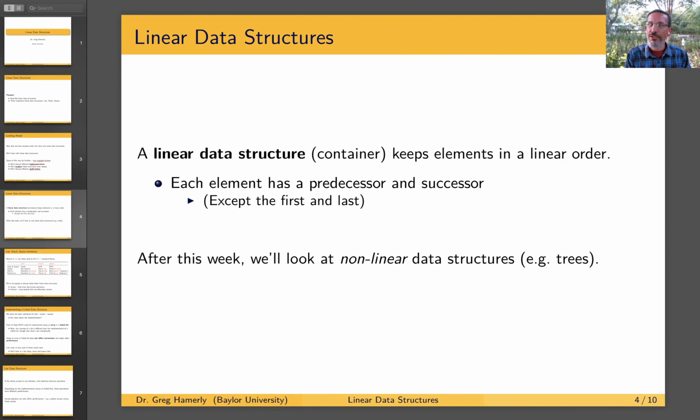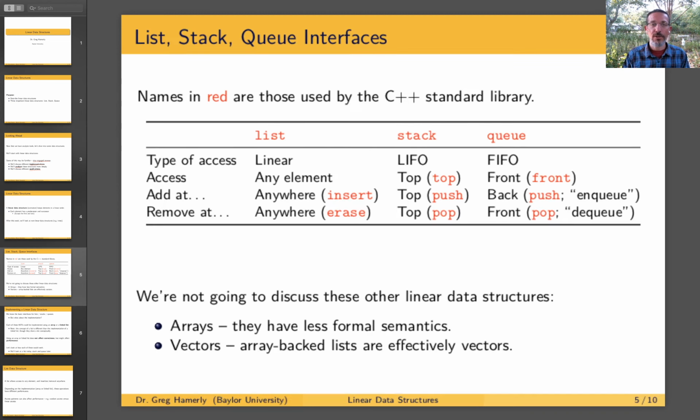A linear data structure, of course, is a container or data structure that keeps elements in a linear order. And all that means is that every element has a predecessor and a successor. Maybe not the first and the last, but after this week we'll spend looking at linear data structures and their applications. And then we'll spend the vast majority of our time looking at nonlinear data structures like trees starting next week and later in the semester. But let's look at the interfaces for the list, stack, and queue.